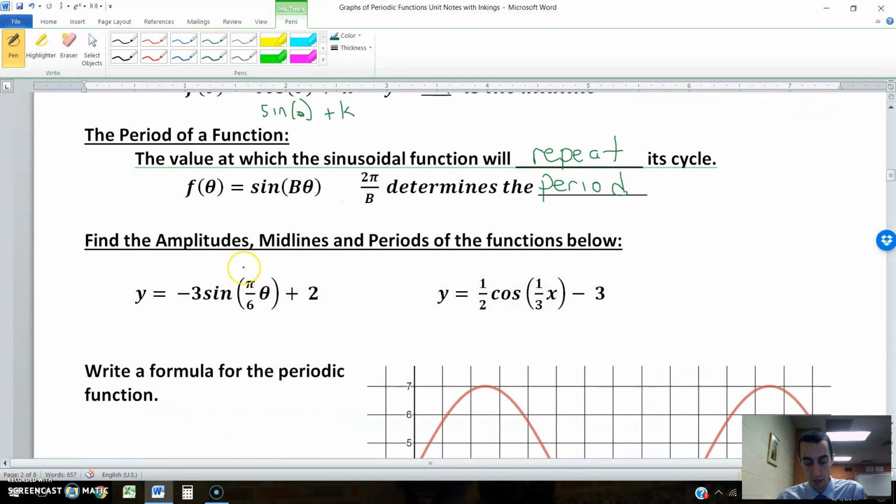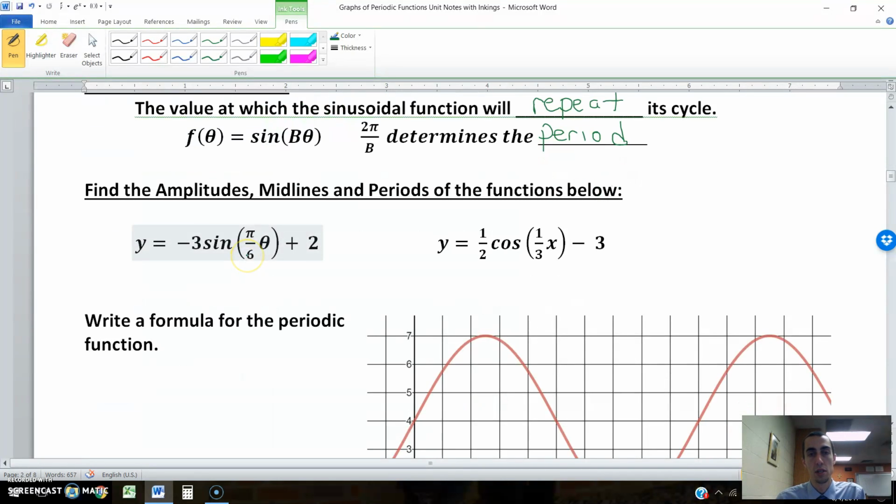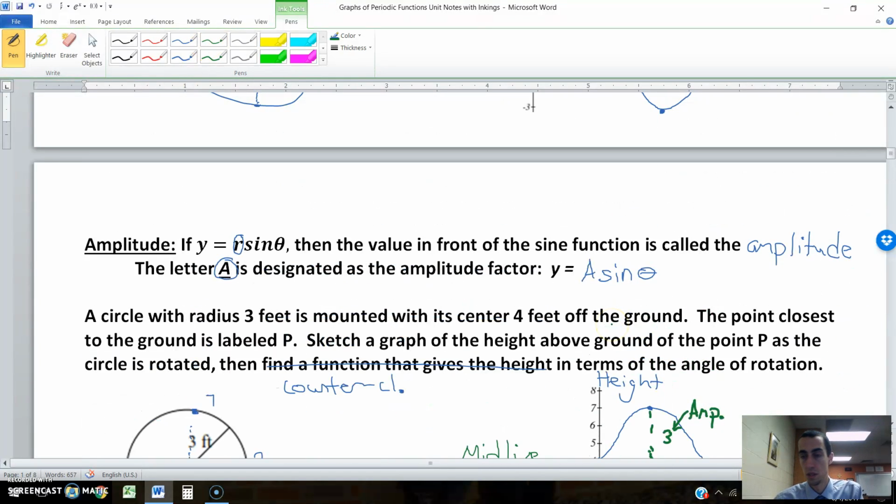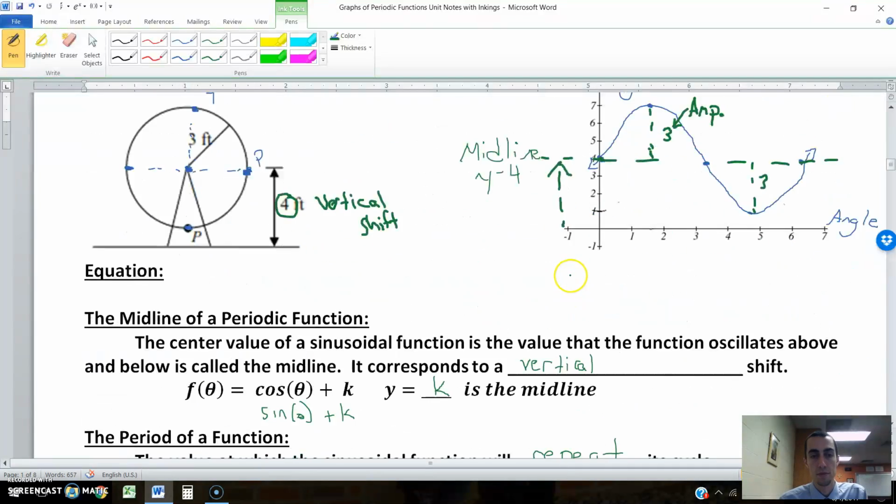So in these 3 examples down here, we need to find the amplitude, the midline, and the period. So the amplitude is always the coefficient in front of the sine or in front of the cosine. Amplitude, I'll also note, is the absolute value of that number a. I don't think I mentioned that up above here. Let me check it out. Nope. I want to make a note that the amplitude is the absolute value of that number a right there.